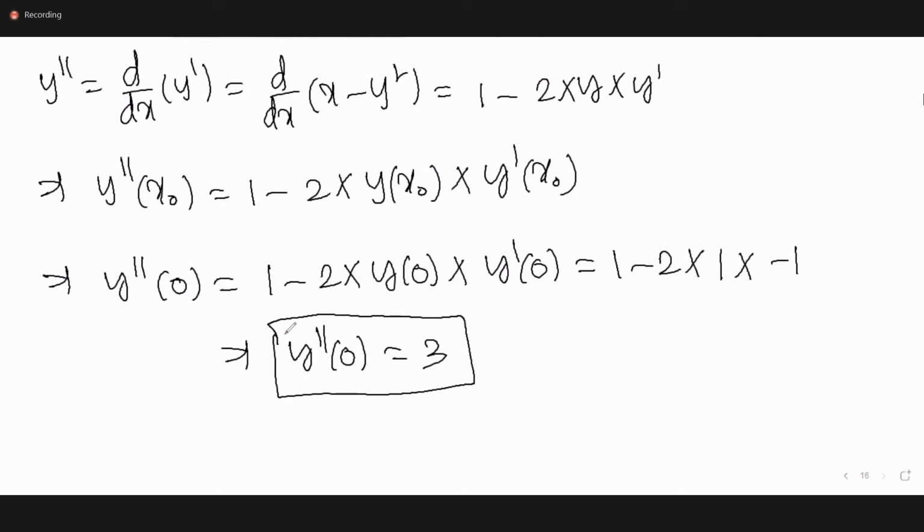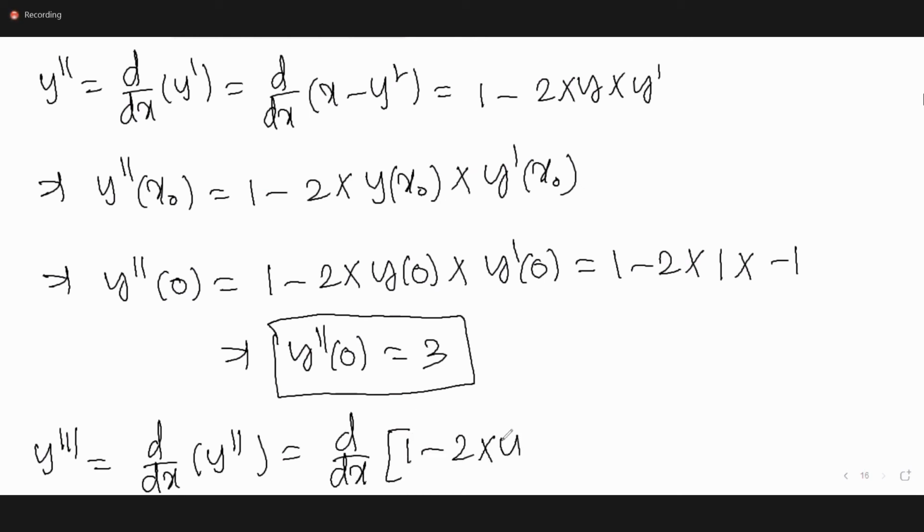y double dash of 0 is equal to 3. Next, y triple dash is equal to d by dx of y double dash. So d by dx of what is y double dash? 1 minus 2 into y dash.